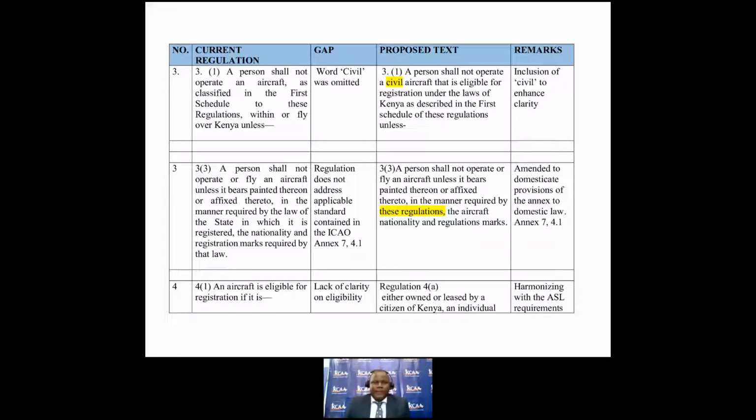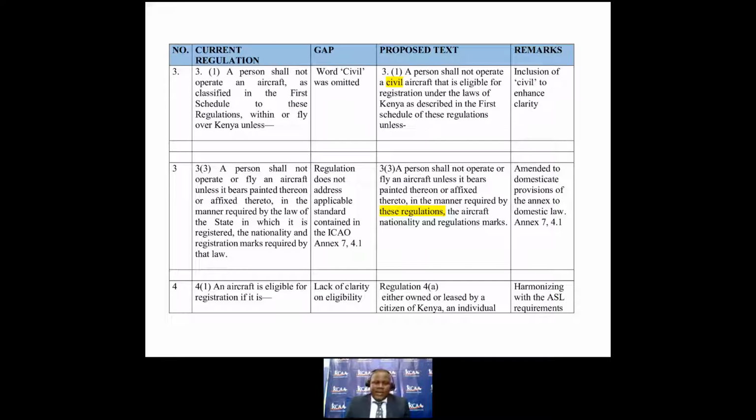Regulation 3.3, a person shall not operate or fly an aircraft unless it bears painted thereon or affixed thereto in the manner required by these regulations the aircraft nationality and the registration marks. You can see there's still the word "regulation" that should be "registration". That will be amended. This was amended to domesticate the provisions of Annex 7, 4.1 into domestic law.